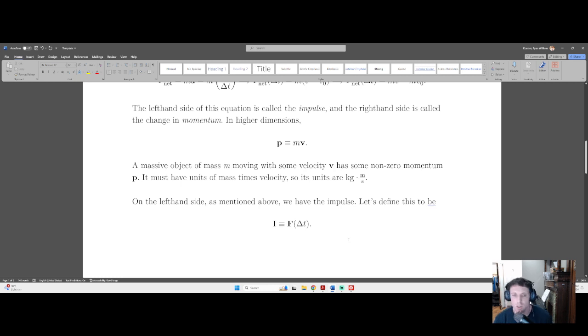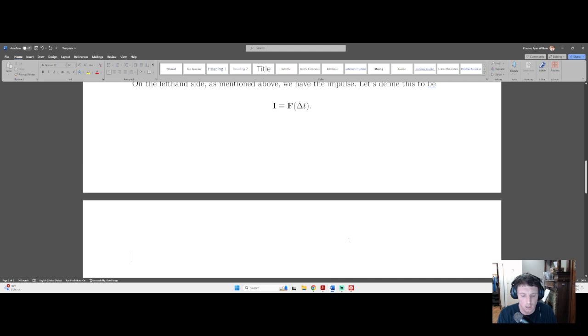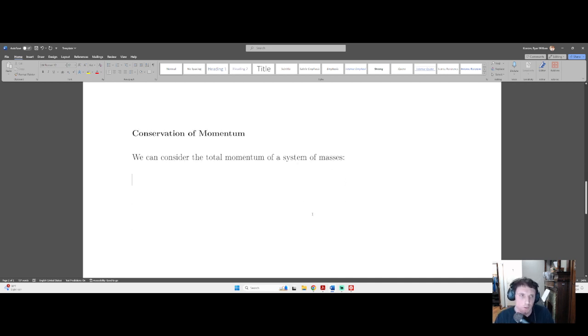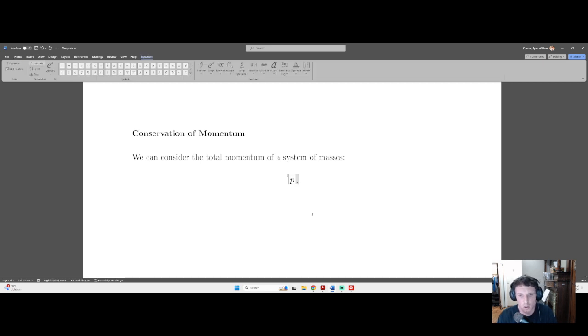We should also talk about conservation of momentum, and then I'll spend a little bit of time looking at some simple problems. I just want to give you the bare minimum of the theory here before we do that. We can consider the total momentum of a system of particles or masses. If we have multiple massive objects moving around with different velocity vectors, we can think about the total momentum.